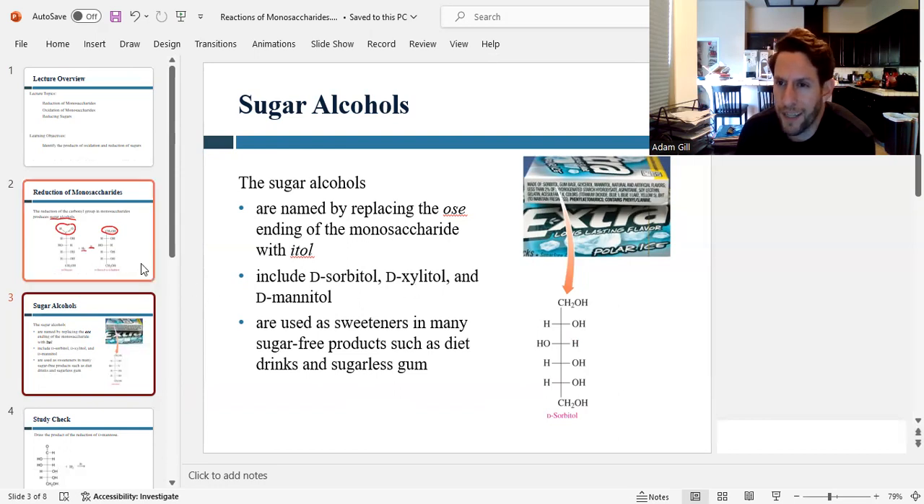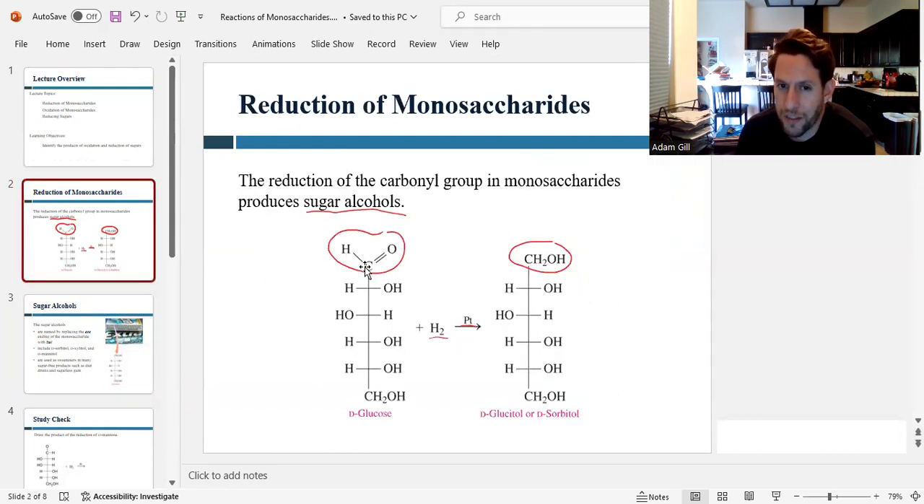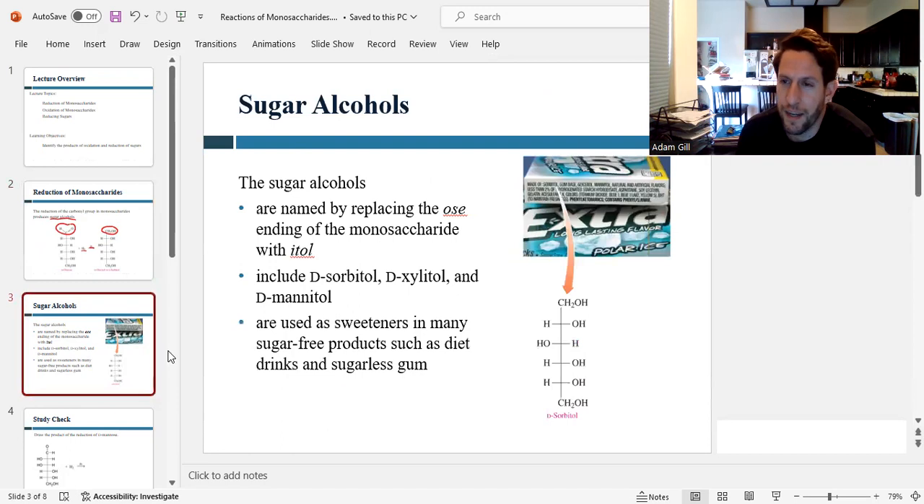Now, your body requires the carbonyl in order to digest it. Your digestive enzymes need this functional group. So when you destroy that functional group by reducing it, your body can no longer process this. Now, it still binds to your tongue the same way, and so it still tastes sweet. But when it gets to your stomach, your body can't really do anything with it. And so it ends up just going right through you undigested. And so it's a calorie-free sweetener.